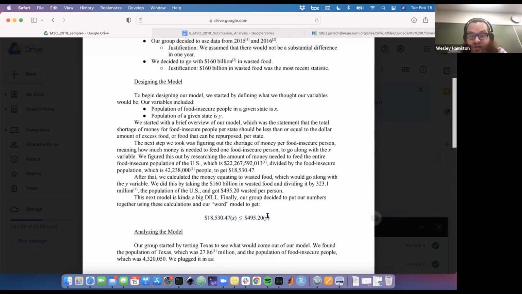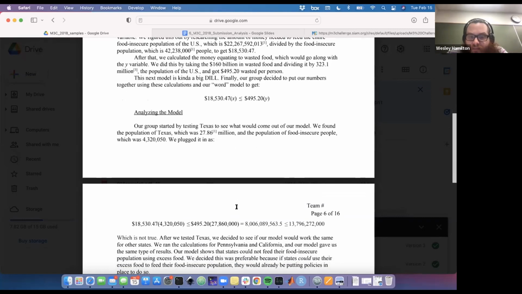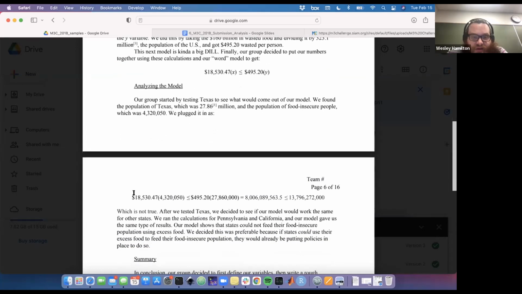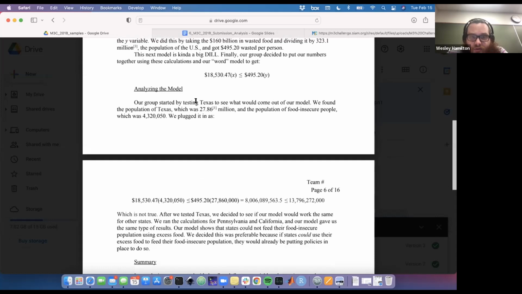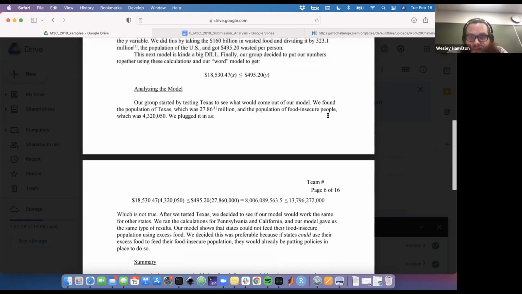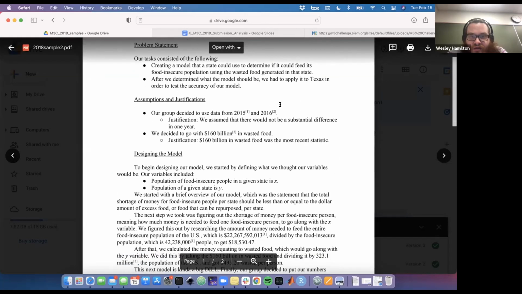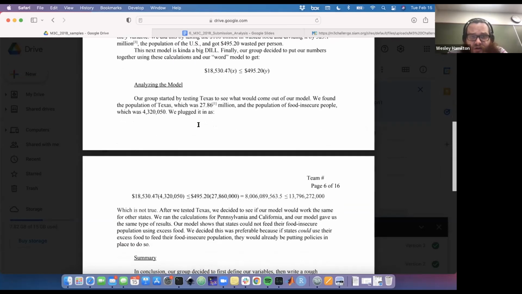And so then the question is, right, how are they getting these numbers? Is that justified? But sure, we can kind of find their model. We can kind of make sense of how they're using this stuff. Looks like they start analyzing it. And so they say, okay, so our group started by testing Texas to see what would come out of the model. Population in Texas, population of food insecure people. Was this number justified? Maybe they're getting this number from this justification. Maybe it's not 100% clear.